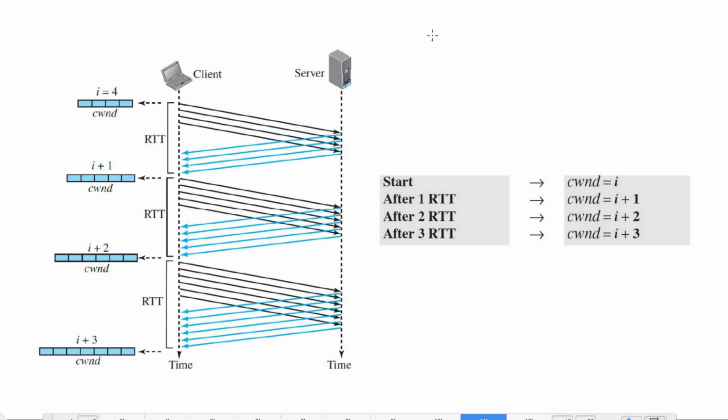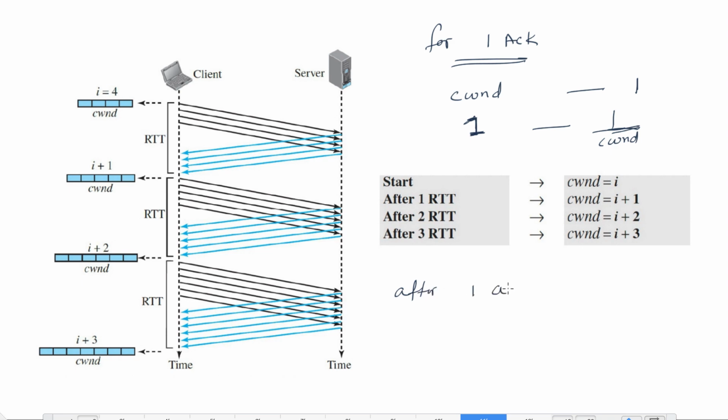So if I ask you, for one ACK, how much are you increasing? For the whole congestion window you are increasing by 1, which means for one packet you are increasing by 1 upon the congestion window. So for one segment, if you are receiving an ACK, then you are increasing by this much. So after one ACK, how much are you increasing? Now the congestion window size will get increased to this.